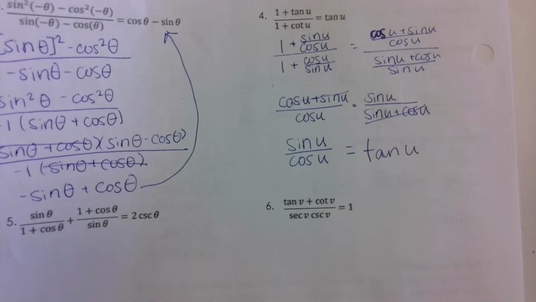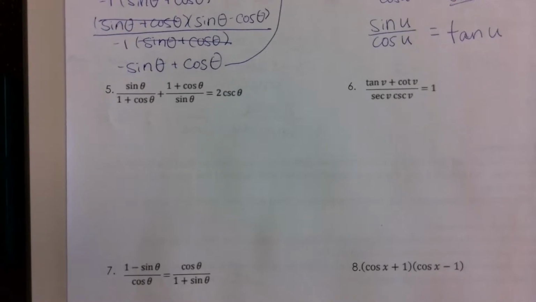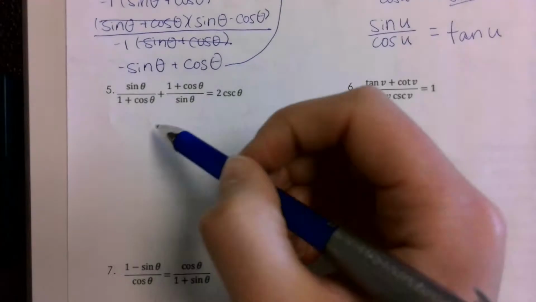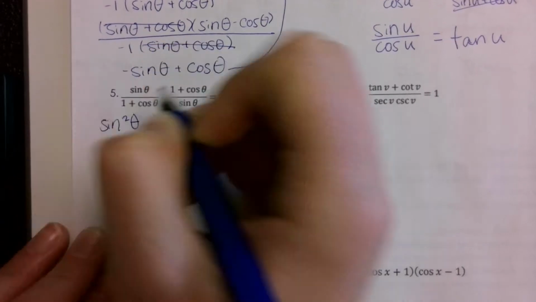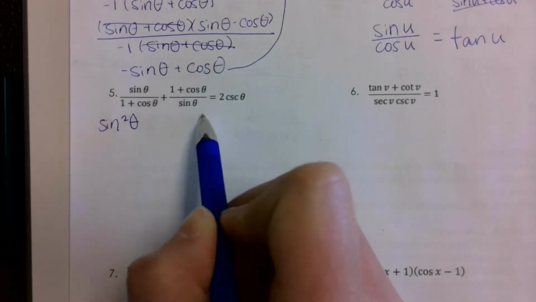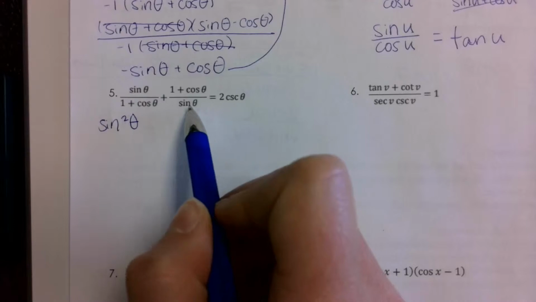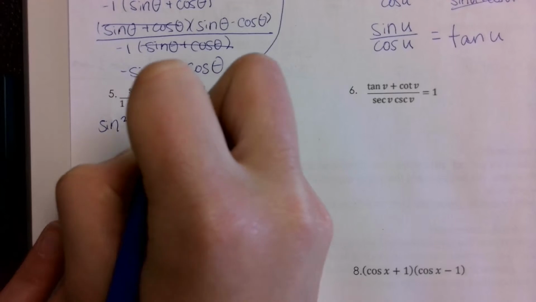Alright. So we'll move on to number 5. Look at number 5. What do you think we need to do there? If you're trying to add fractions, what do you need? Common denominator. So you're going to multiply the first fraction by sine. That's going to give you sine squared. And then we'll have to multiply the second one by what? 1 plus cosine.